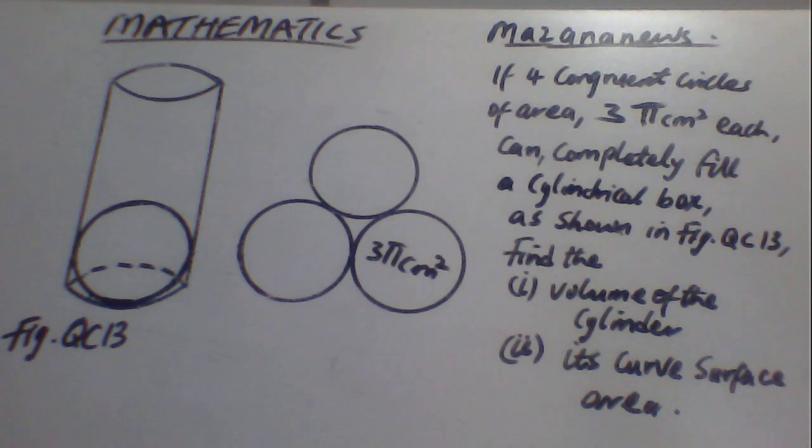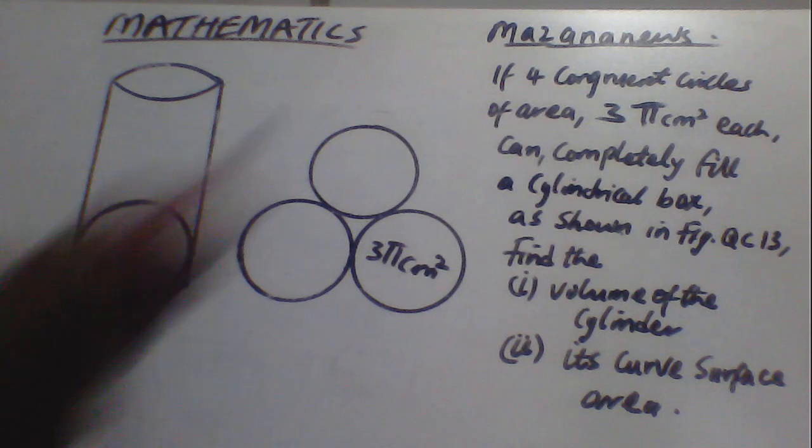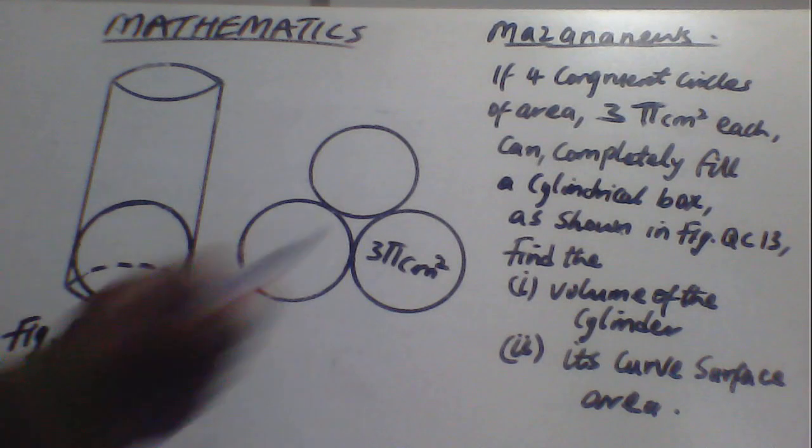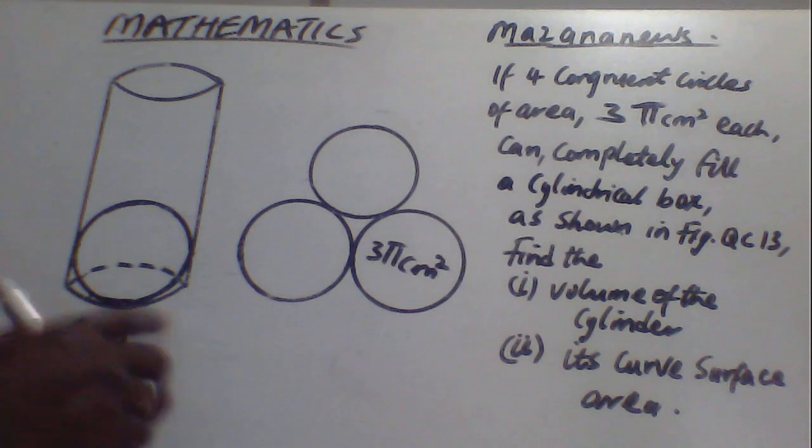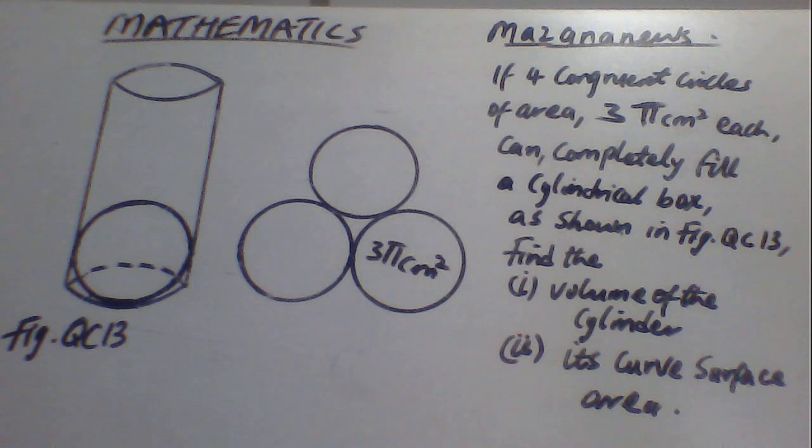Alright, good day, student. As you can see, what we have today is a cylinder, given a cylinder and also 4 congruent circles of area 3 pi cm squared. Each can completely fill a cylindrical box as shown in figure QC13. So find the volume of the cylinder and its curved surface area. Now, what does that mean?